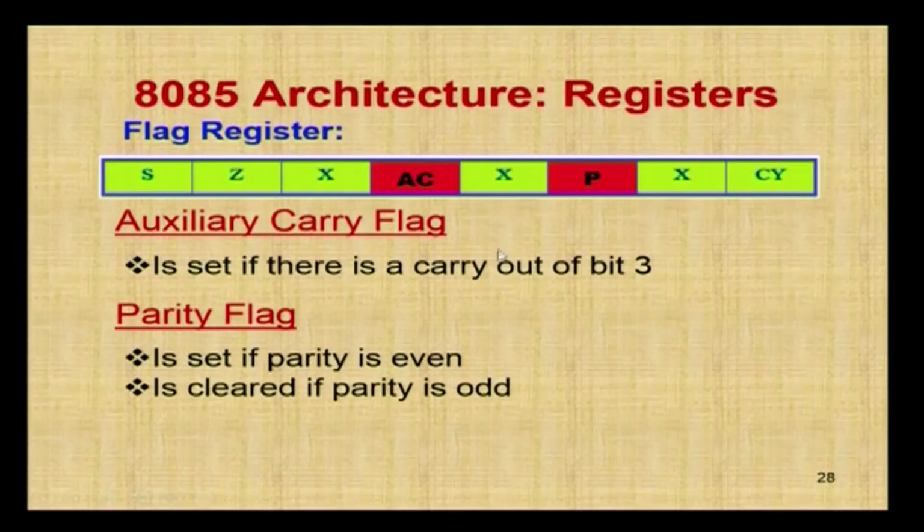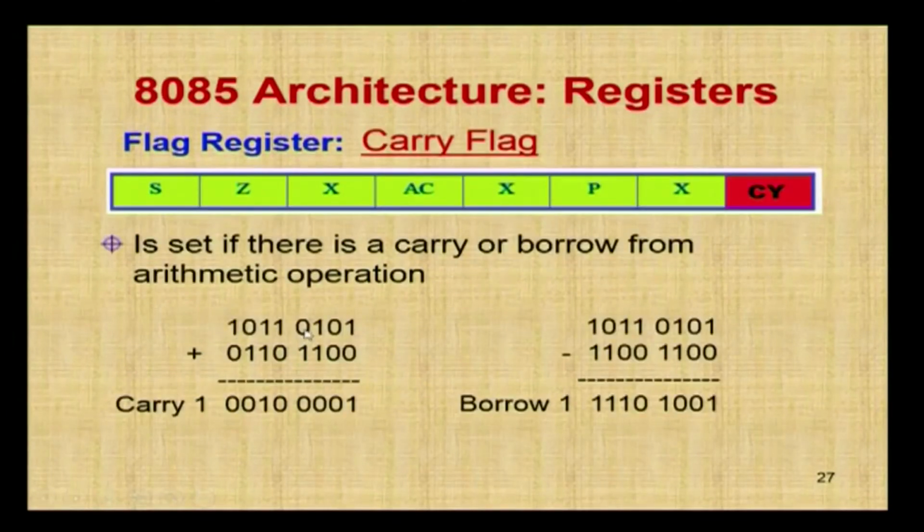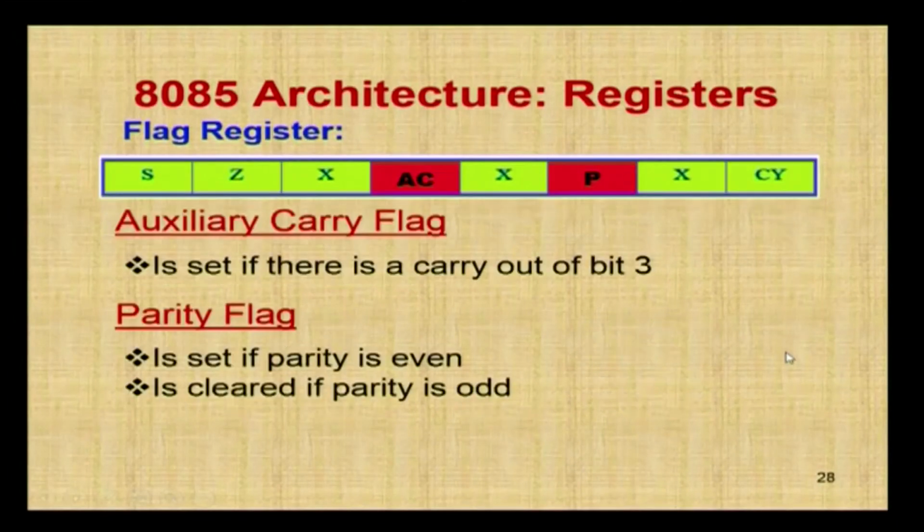The auxiliary carry will be set whenever there is a carry bit from one nibble to the next. When you add this number, suppose there is a carry from this bit to this bit. So, D0, D1, D2, D3: if there is a carry bit from D3 to D4, this auxiliary carry will be set.